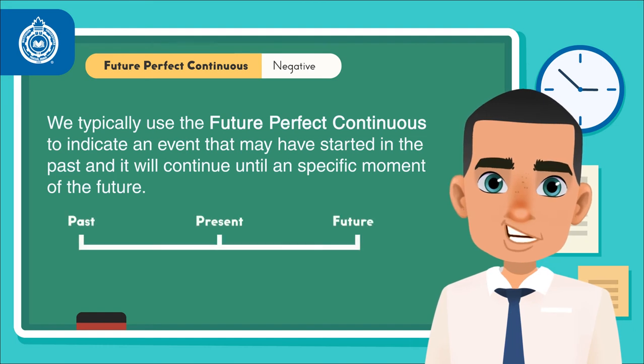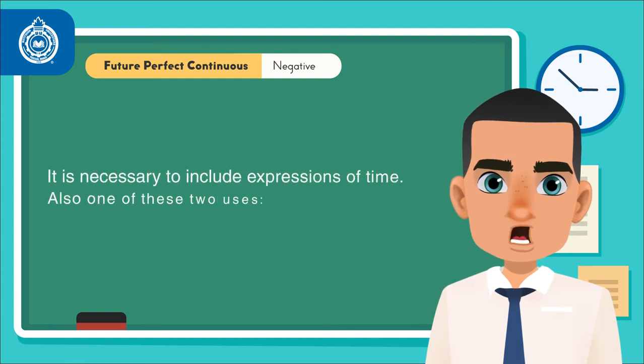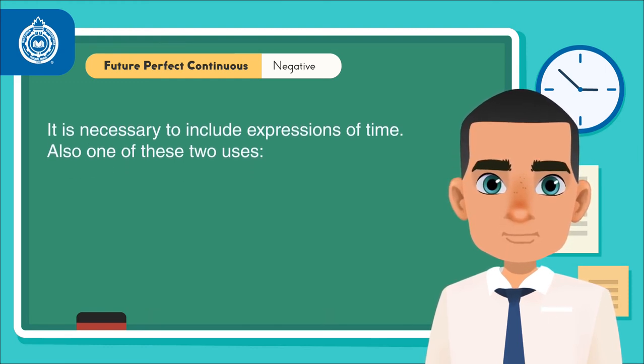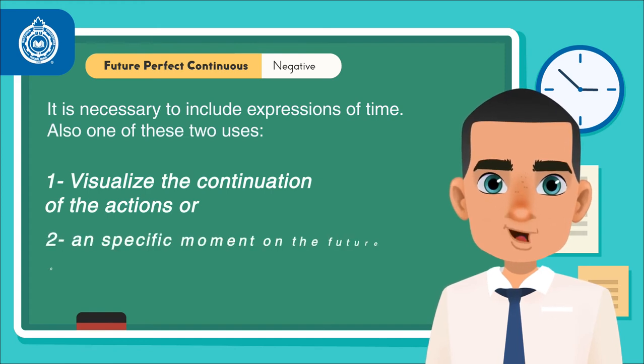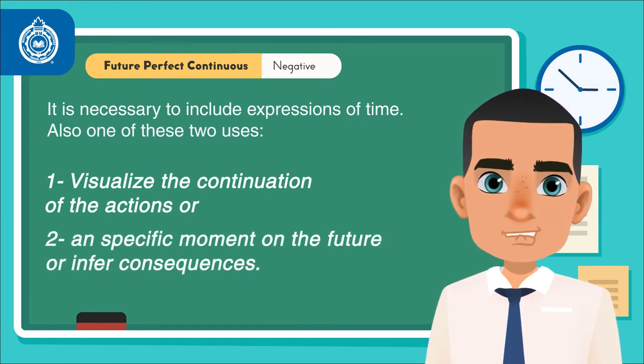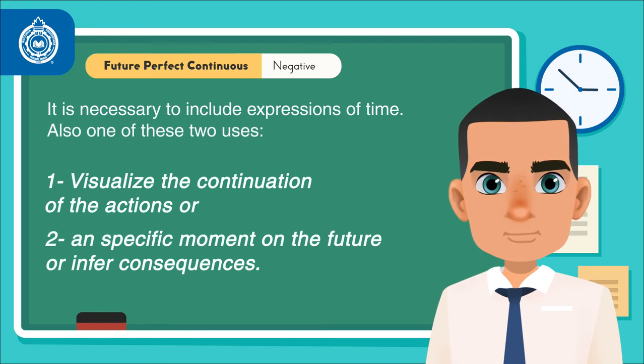Please remember, we typically use the future perfect continuous to indicate an event that may have started in the past and it will continue until a specific moment in the future. It is necessary to include expressions of time. Also, one of these two uses: visualize the continuation of the actions to a specific moment in the future. The other option is to infer consequences.